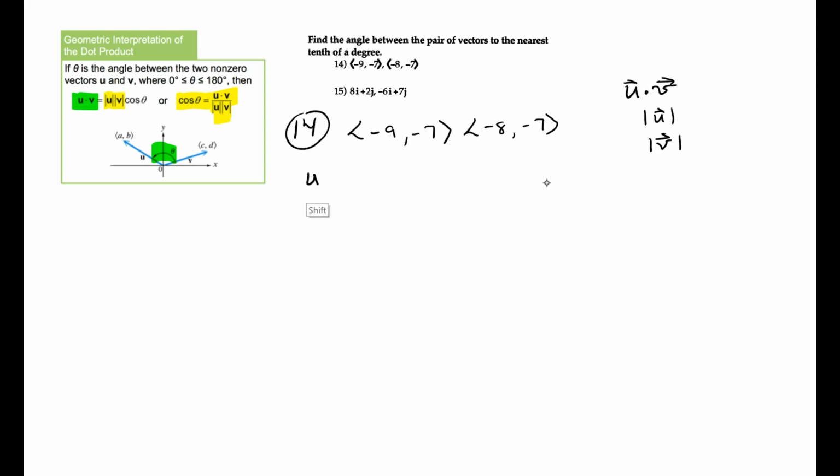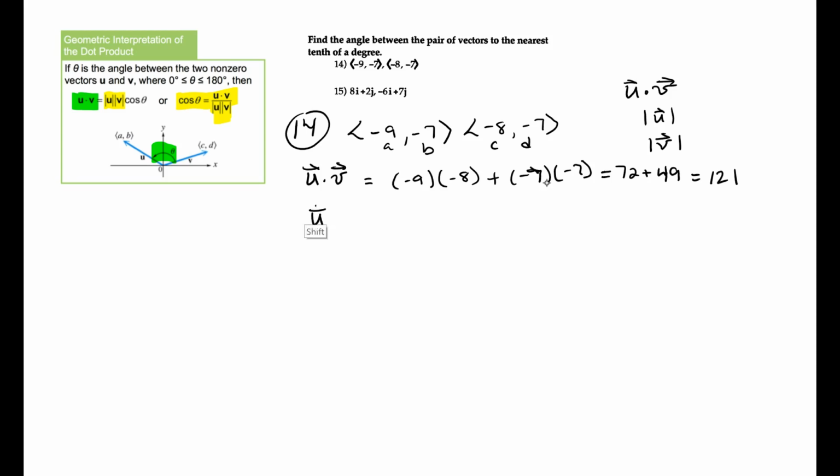Okay, so let's see, u dotted with v, what does that look like? That is -9 times -8, because remember, with A, B, C, D, it's AC plus BD, so plus a -7 times -7. And what do we get? We get 72 plus 49, and that is 121.